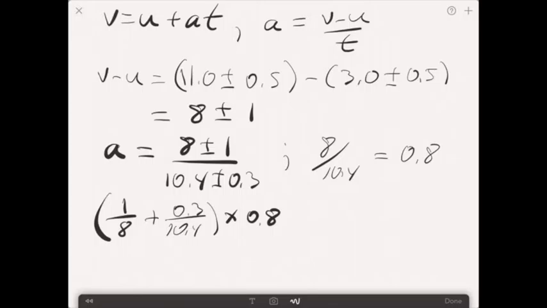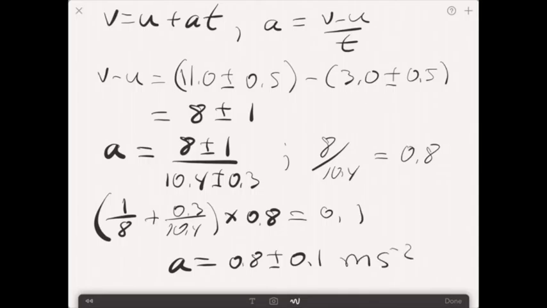Now we can do that all at once in the calculator, and that'll give us 0.1, which is all we need. That gives us our final answer, A equals 0.8 plus or minus 0.1, and the units, of course, are meters per second squared for acceleration.